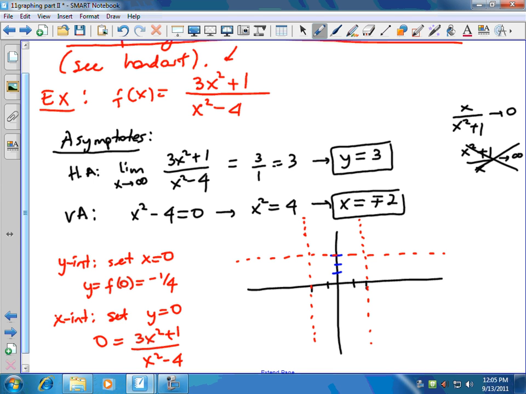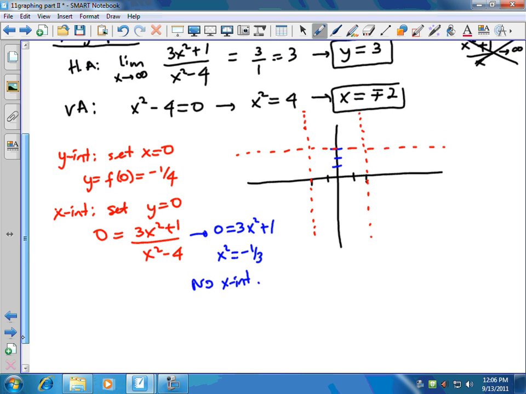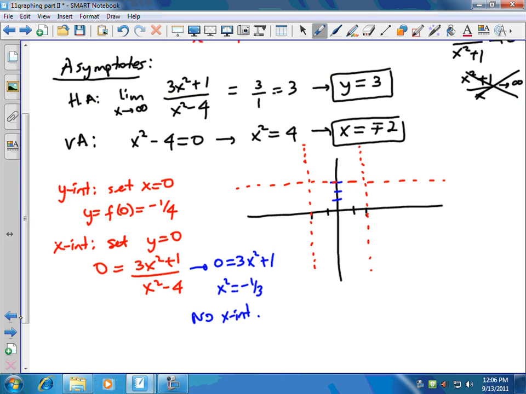You can multiply both sides by x squared minus 4. That will disappear on the right hand side. So this is as if you're setting the top equal to 0. And in this case, it turns out that x squared is negative 1/3 if you solve this equation. And basically there is no solution, so there will be no x-intercept for this function. And like I said, to complete the graph, at this point you can also check with your graphing calculators.